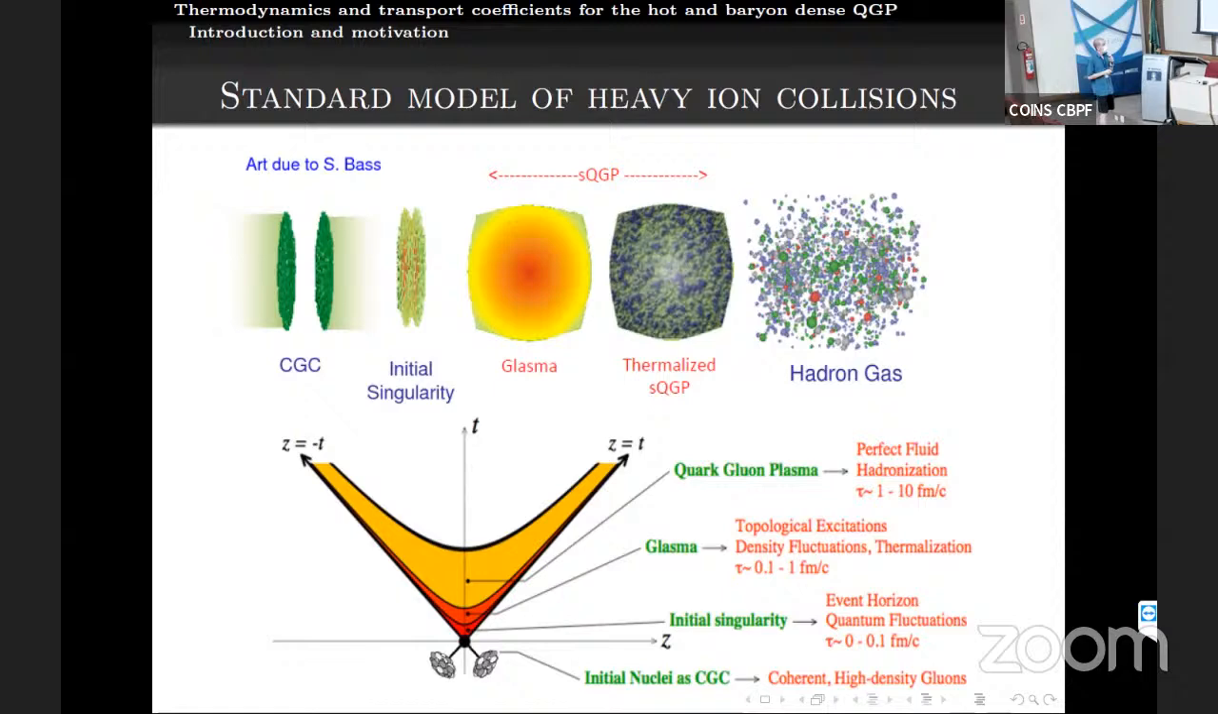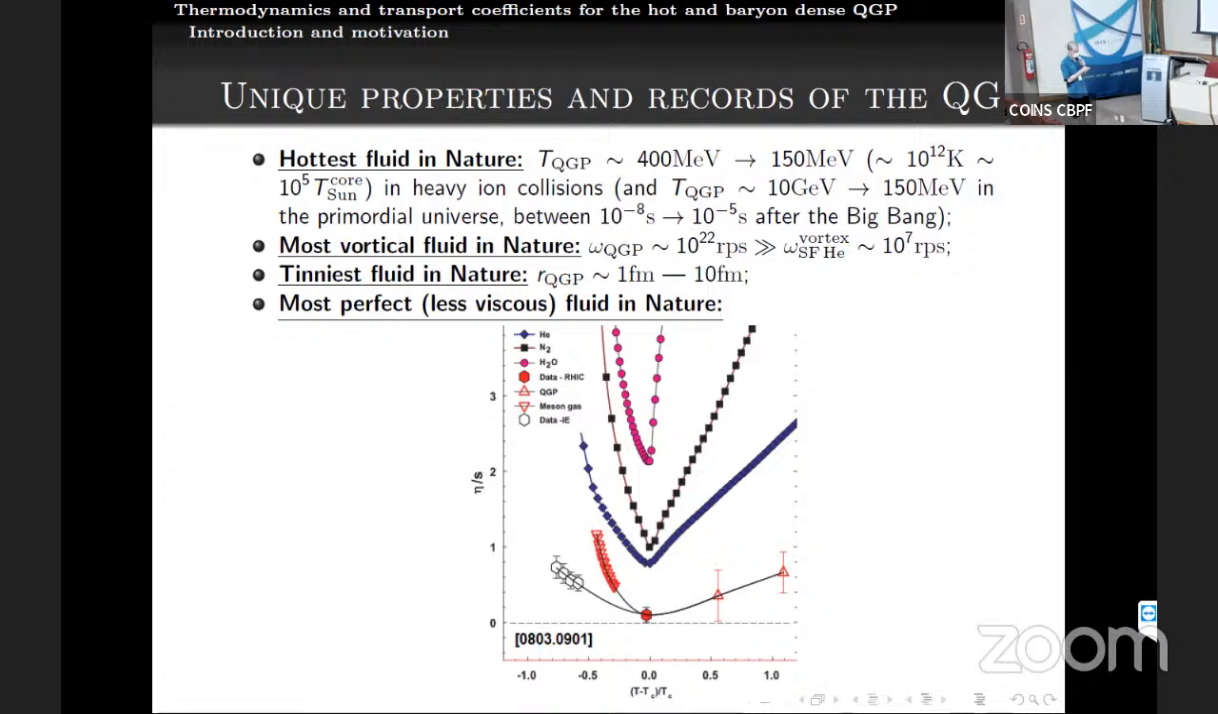So we have some interesting properties and records that are held by the quark gluon plasma. It's the hottest fluid ever produced in nature. So in heavy ion collisions, the temperature of the medium varies between 400 MeV and 150 MeV. This 150 MeV here is the typical value of the temperature within the crossover window. Okay. And at the beginning of the universe, between 10 to the minus 8 and 10 to the minus 5 seconds after the Big Bang, the temperature of the medium was much higher than what we achieve in heavy ion collisions.